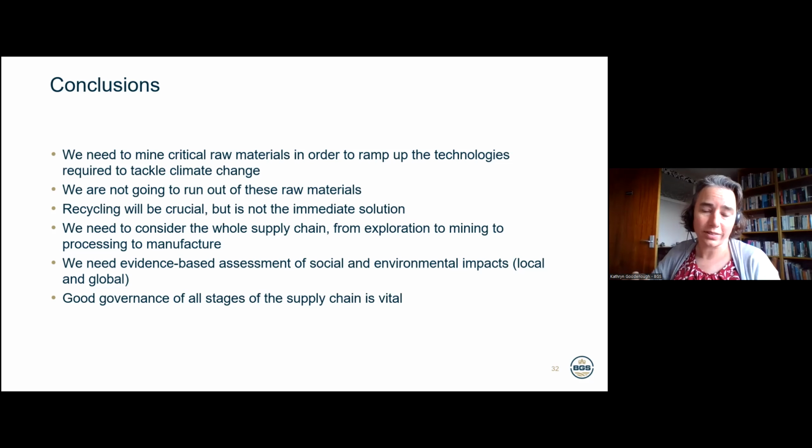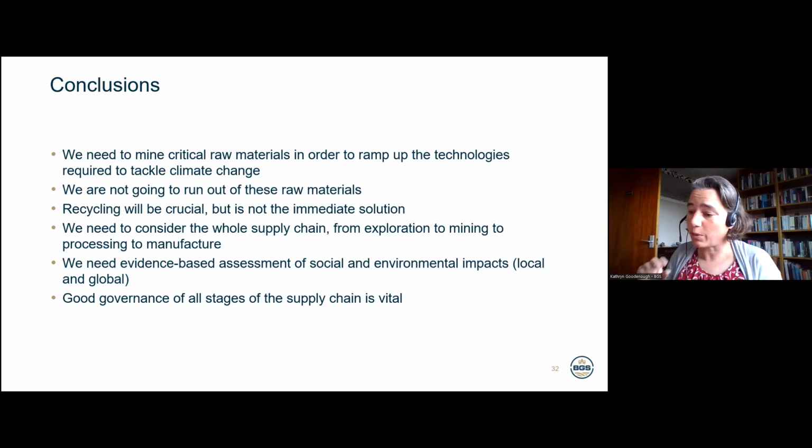and we need to think about that as part of a whole supply chain, from exploration to mining to processing to manufacture. And all along that supply chain, we need good evidence-based assessment of social and environmental impacts on both local and global scales. And all mining companies need to work with communities to try and make sure that those impacts are minimized as much as possible. And that can be done. Mining can be done well, if it is well governed at all stages of the supply chain. That's the really crucial thing.